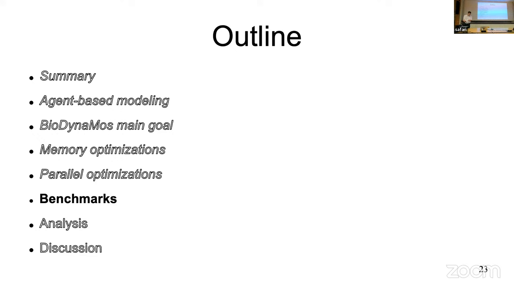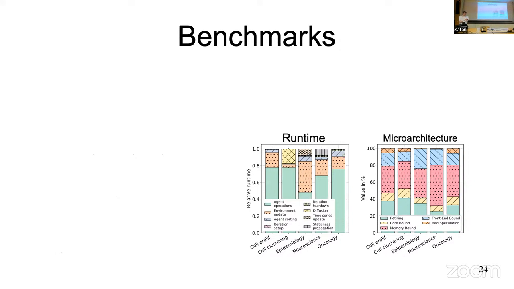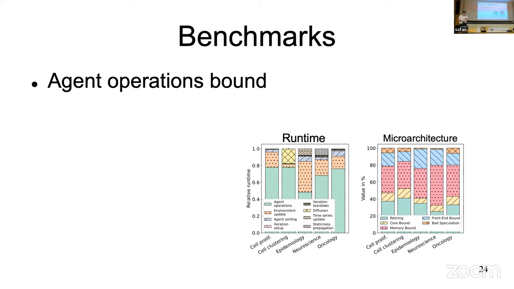With that out of the way, let's look at some benchmarks. Here we can see the same microarchitecture benchmark we've already seen again, and also runtime analysis with, again, the five simulation techniques on the bottom. And for the y-axis, we see the relative runtime. We clearly see that the agent operations take the longest time. That's the green part in the runtime diagram. This is also expected, though, because the rest only really supports the agent operations, and the agent operations are the ones that do the calculations.